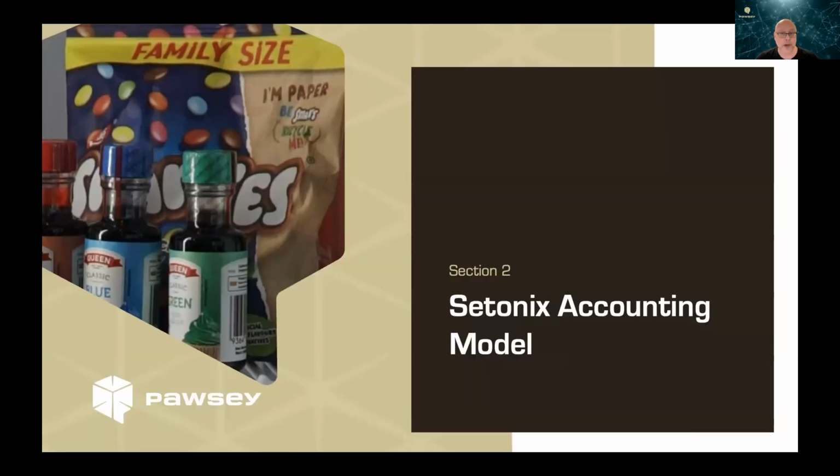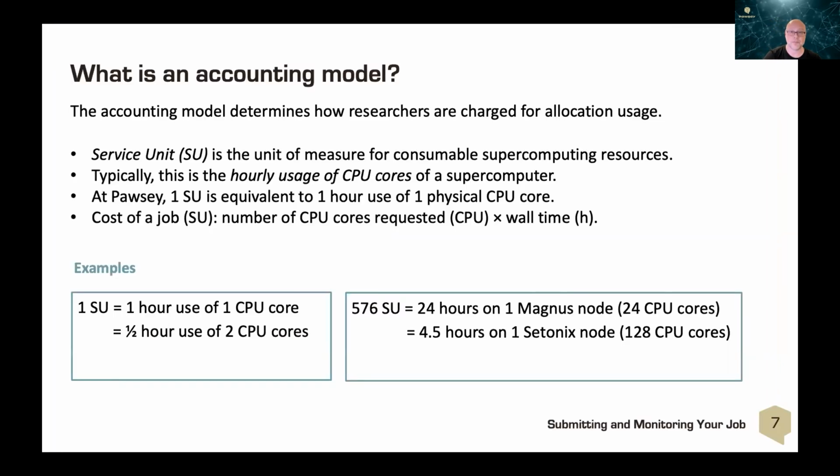We'll start with the changes to our accounting model that accommodate the new shared node access. At Pawsey, our accounting is based on service units. One service unit corresponds to an allocation of 1 CPU core for 1 hour. For example, a full day's worth of a single node on Magnus constitutes 576 service units. That's 24 cores multiplied by 24 hours. On Setonix, though, there are many more cores per node, and that same allocation would constitute only 4.5 node hours.